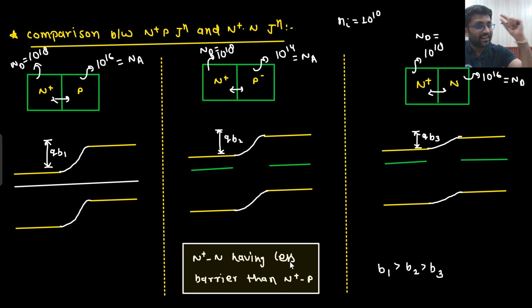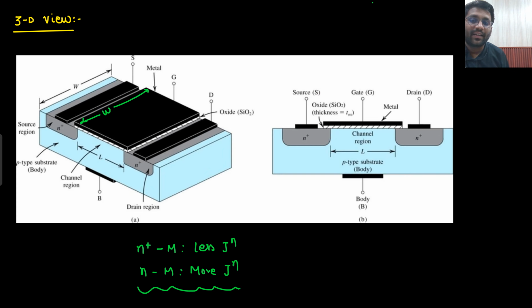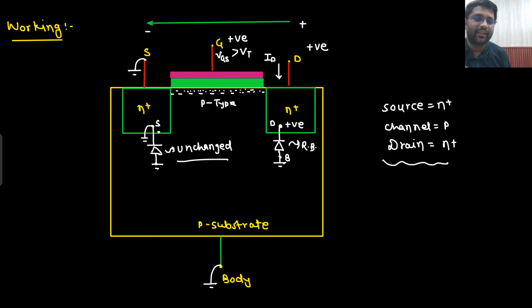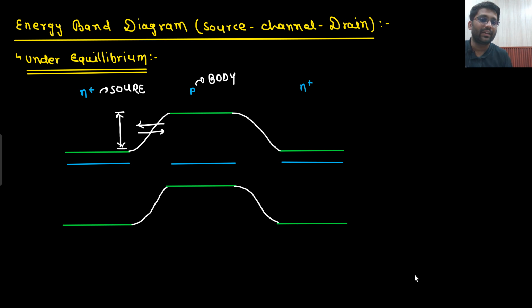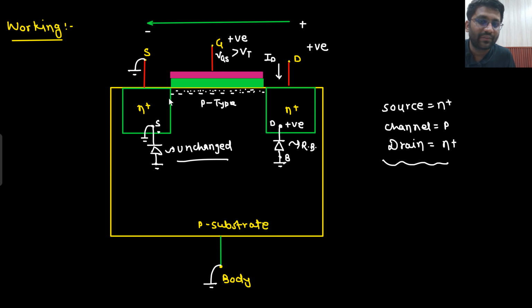Using the help of a gate potential, if you apply a gate potential greater than VT, I can make it N type. Then your junction would become near the surface. We are talking about near the surface only. As of now, it was N plus and P type near the surface, and this was the band diagram you were getting. But now I have made the surface N plus N.